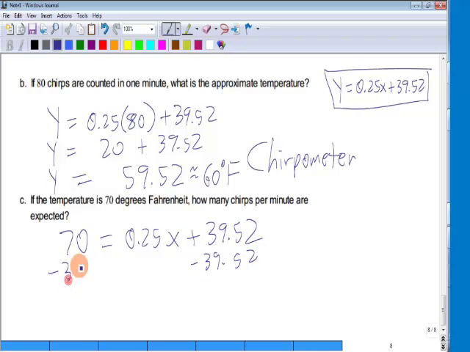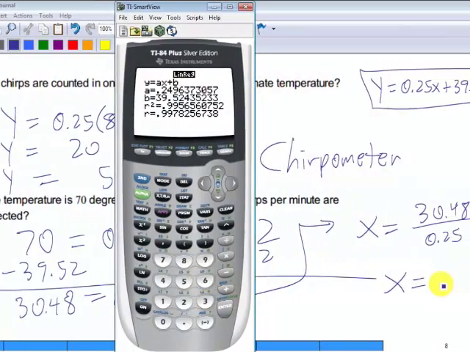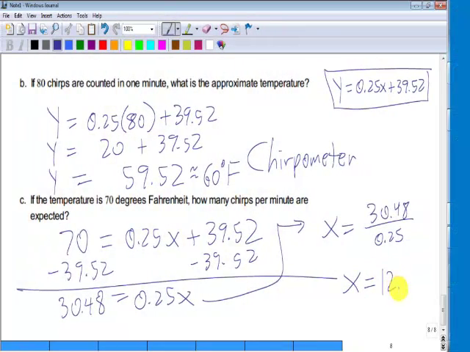It's a linear equation. We can solve this. I hope we can. What's that? 30 point something? 30.48 maybe? Equals 0.25x. So x is whatever 30.48 divided by 0.25 is. And how much is that? 121.92? Okay. So I guess go ahead and call it 122 chirps per minute.